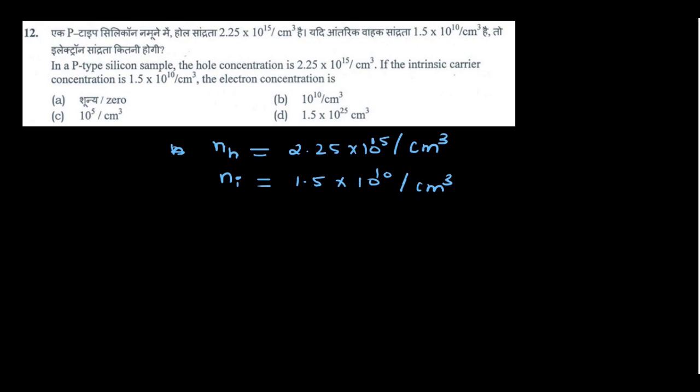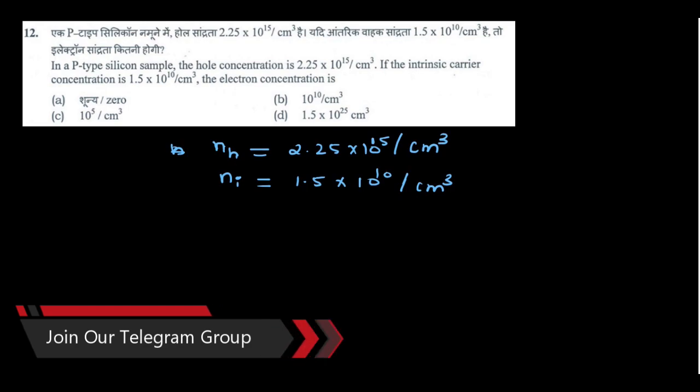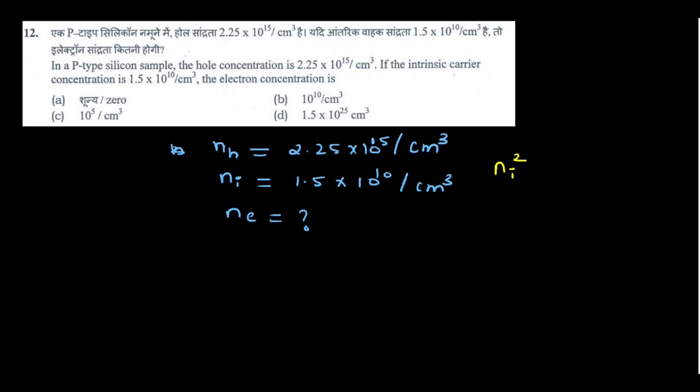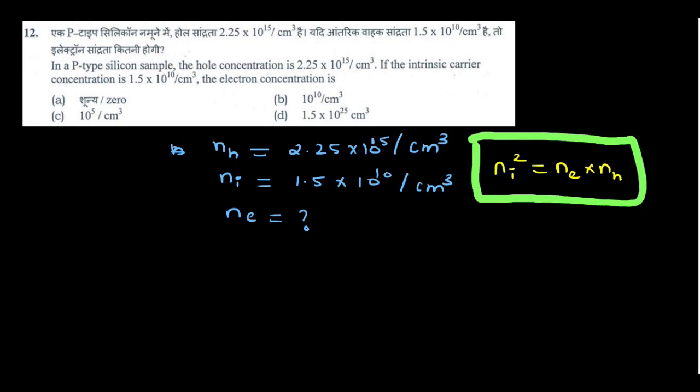The electron concentration Ne we have to find. Ni square is given as Ne multiplied by NH, the intrinsic carrier concentration relation. So what we need is Ne, which equals Ni square upon NH.